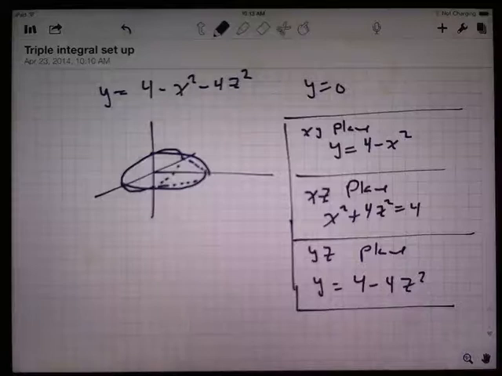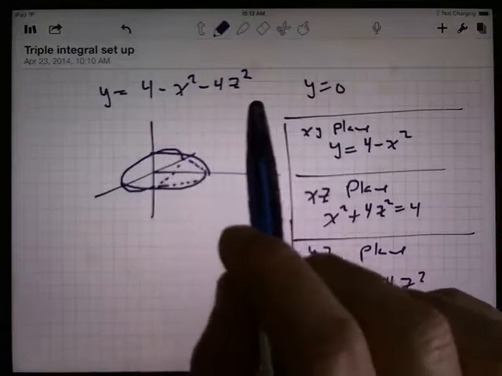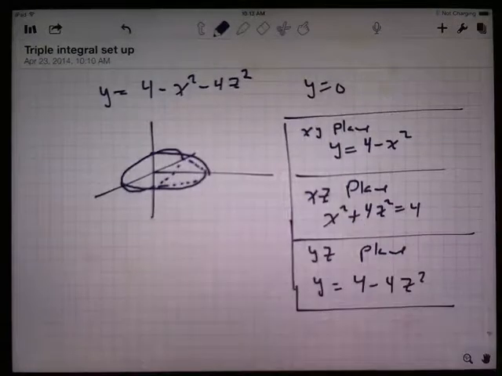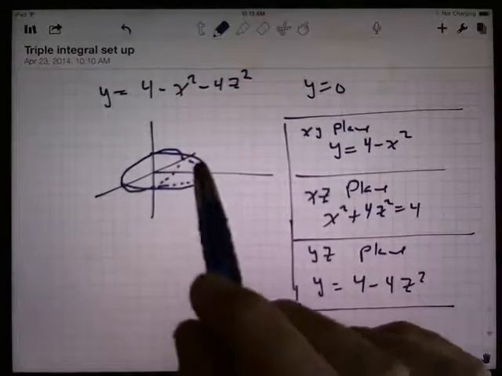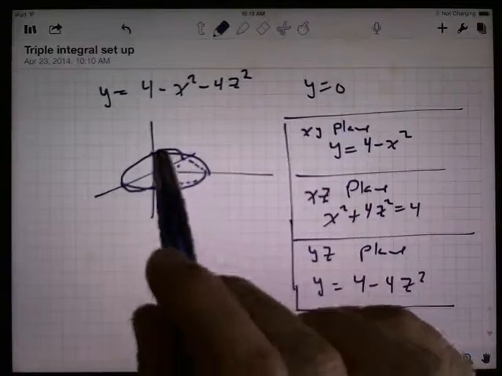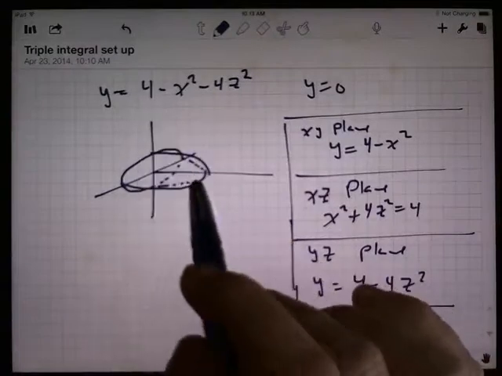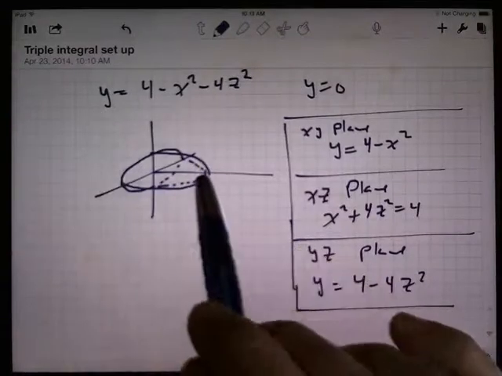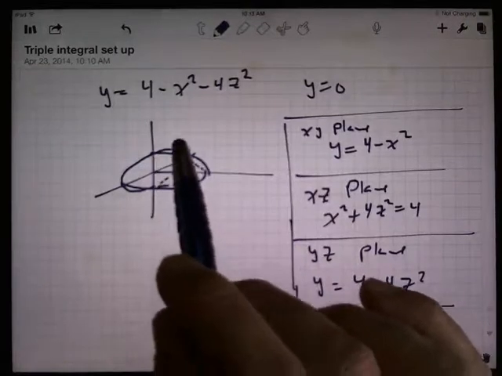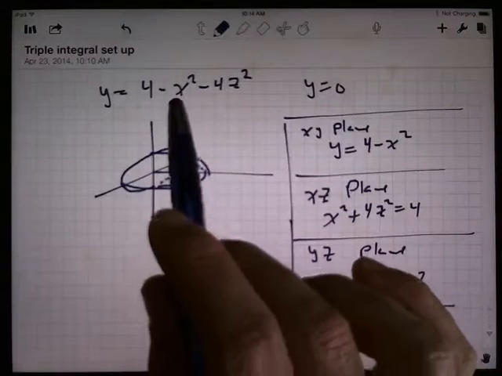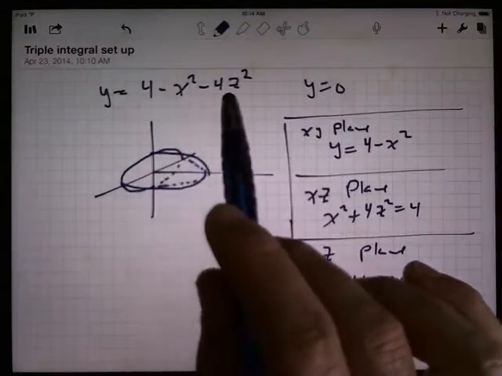Number 19 from section 15.7 is to take the region bounded by these two surfaces and set up a triple integral 6 different ways. So first of all, this surface is a paraboloid opening parallel to the y-axis, or opening around the y-axis, centered on the y-axis, whatever you want to say. It's opening downward in both the x direction and the z direction.